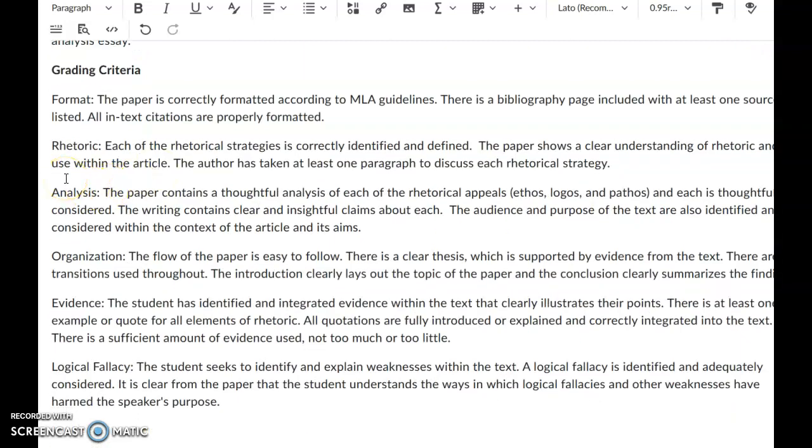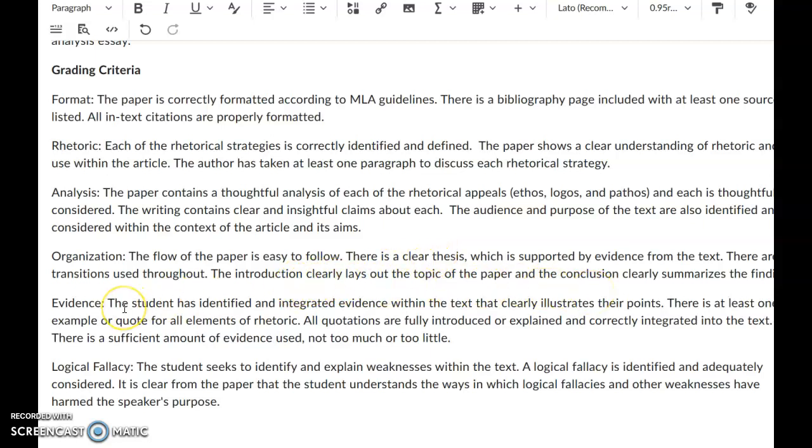Analysis. That's the second part of this paper. That means you're thinking about not just how ethos is used in the paper, but how effective that use is. And there's no right or wrong answer. I don't have an answer key somewhere that says these are the ways ethos is used in this article. It's more about what you think. And you have great ideas, so just share those in your paper, and you should be fine. You also want to consider the audience and purpose, and that will really inform how effective the use of rhetoric is.